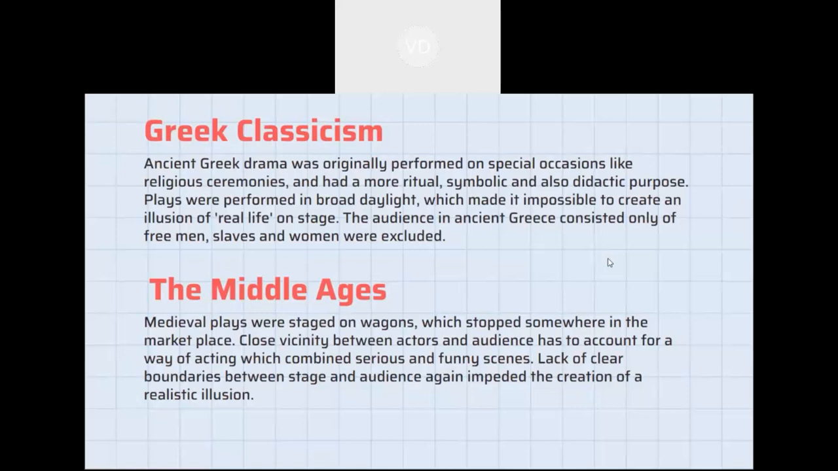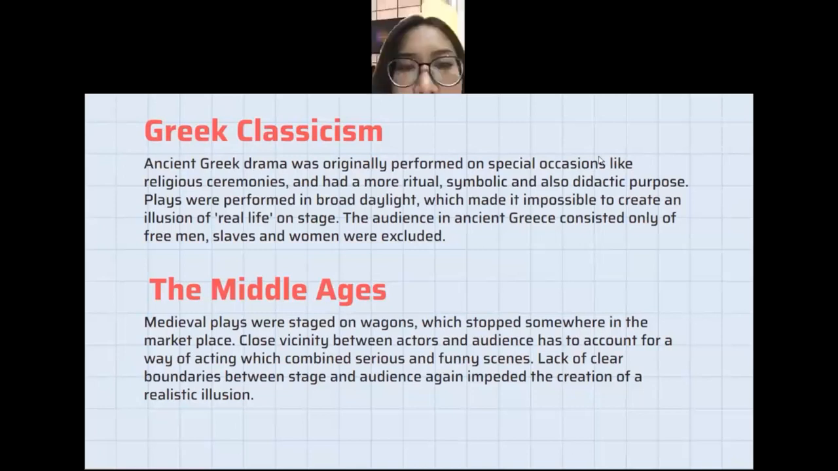The Middle Ages. Medieval plays were staged on wagons, which stopped somewhere in the marketplace. Close vicinity between actors and audience has to account for a way of acting which combines serious and funny scenes. Lack of clear boundaries between stage and audience again impeded the creation of a realistic illusion. Next slide.